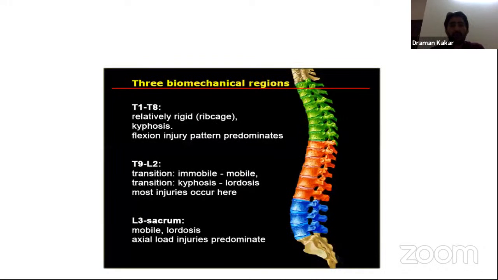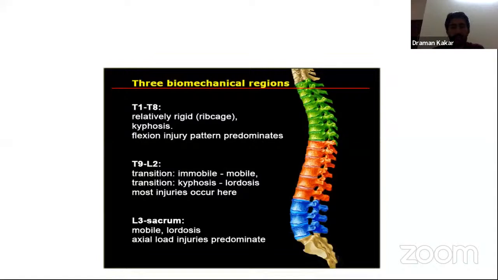We can divide the thoracic and lumbar region into three biomechanical zones. The first ranges from T1 down to T8. It is a relatively rigid part because of attachment of the rib cage, and the curve here is kyphotic. Due to this, most types of fracture injuries predominate in this region.